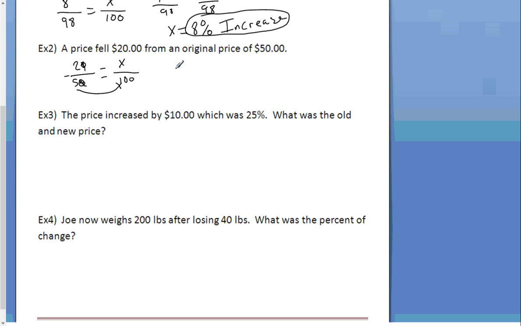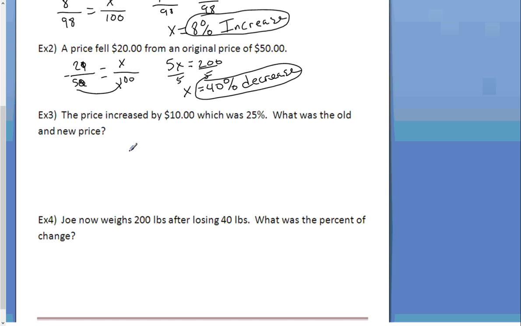If that doesn't make sense to you, you can just do the problem now. Do the cross products. We have 5x is equal to 2 times 100, which is 200. And now we're going to divide that by 5. And we end up with x equaling 40. The percent of change was 40%. And then the other part you need to ask yourself, is that an increase or is that a decrease? Well, the price fell, so that's a decrease. Okay? And there's your answer.